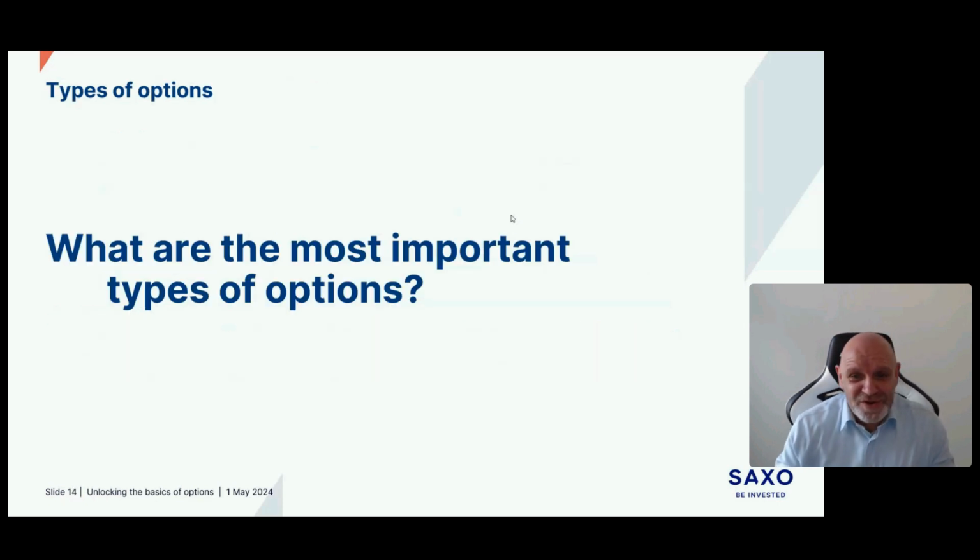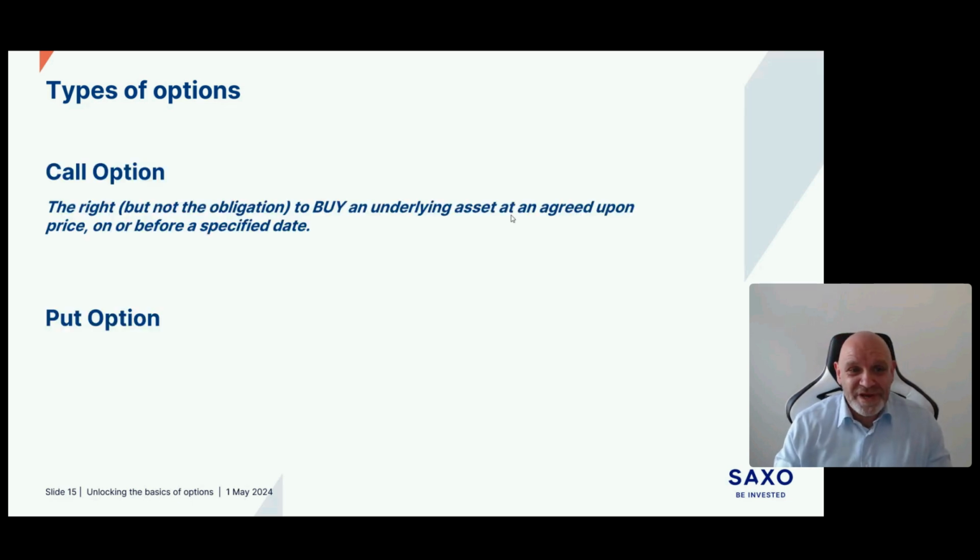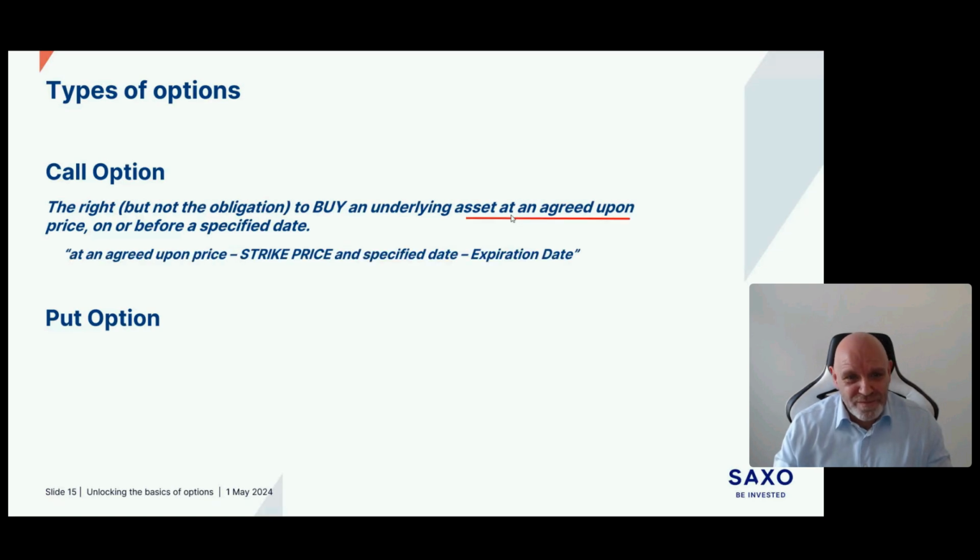Okay, what are the most important types of options? Well, it's very simple. You have call options and you have put options. What is a call option? It's a right, but not an obligation, very important, to buy an underlying asset at an agreed upon price on or before a specified date. The agreed upon price is the strike price. That's a term you'll hear quite often in options land. And the expiry or the expiration date is the time until when the option exists.